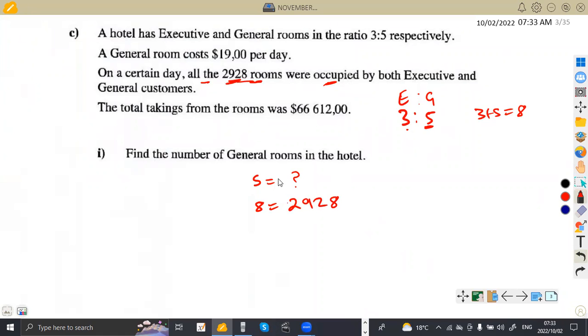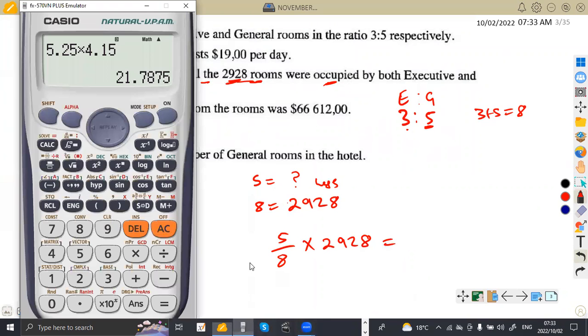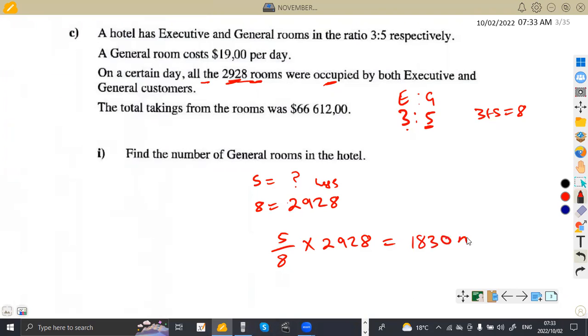So 8 is the one that corresponds with the total of 2,928. So what is the equivalent of 5? We do not know that one. So it's going to be less, as we can see. So it's 5 over what we are given, 8 times 2,928. All right, so you can use our calculator here, 5 over 8, whatever that we get to multiply to 2,928. That would be 1,830 rooms. So these were the general rooms that we had according to the ratio. So to find the one for the executive, we can actually subtract from that depending on the question.